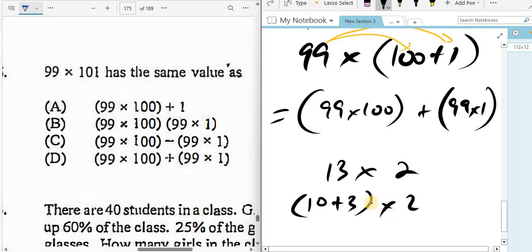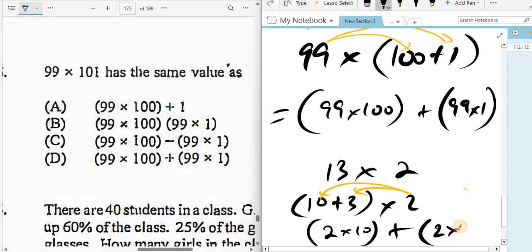Have you guys ever done that? Say 2 times the 10, and then 2 times the 3? Because 13 is really 10 plus 3, isn't it? So in your head you might say, okay, that's going to be what? 2 times 10 is what? 20. Plus, that is a plus sign, 2 times 3, isn't it? What's 2 times 3? 6. That's 26.